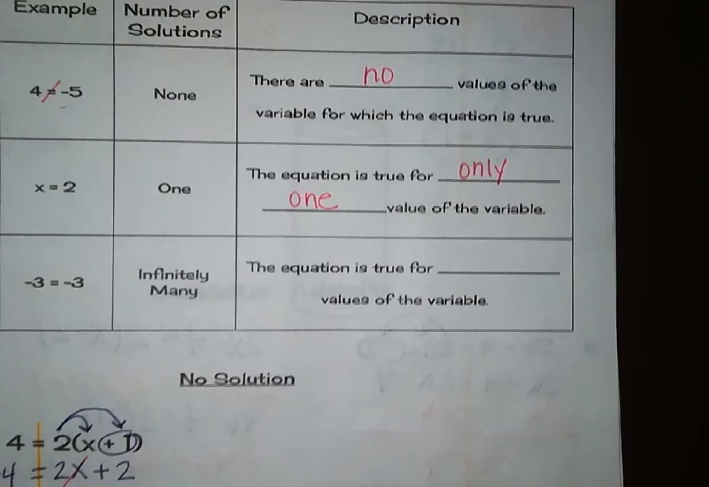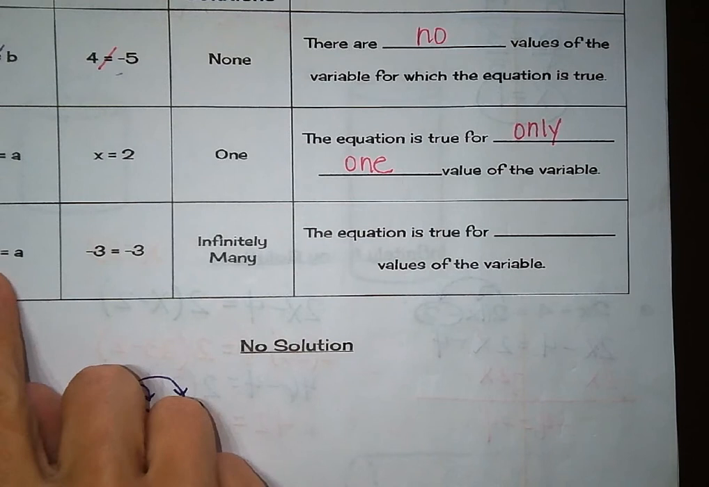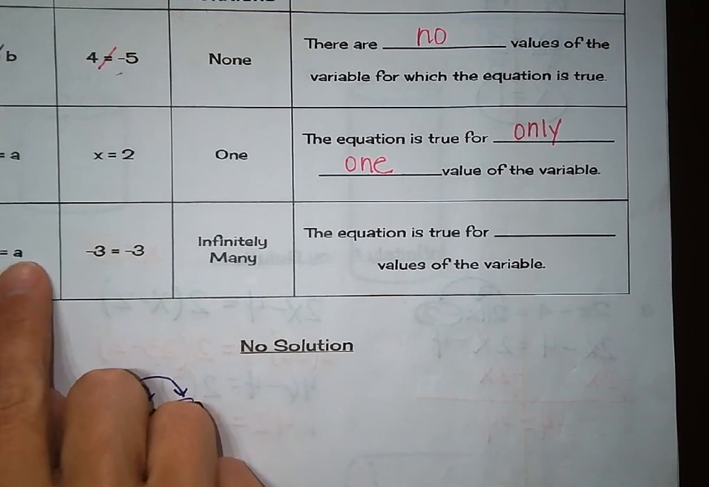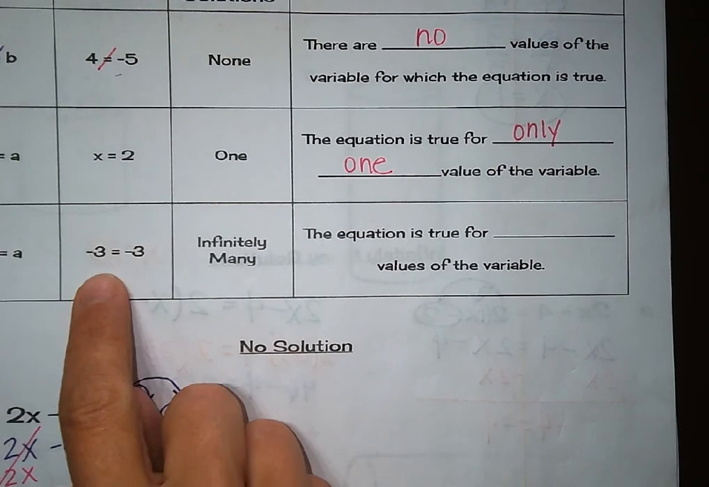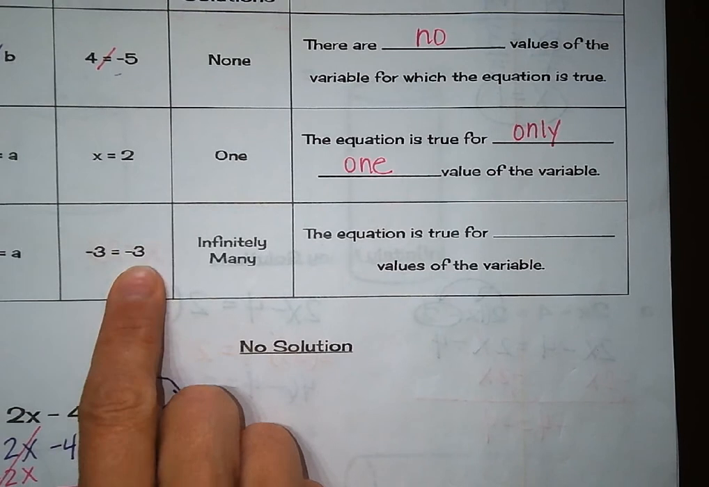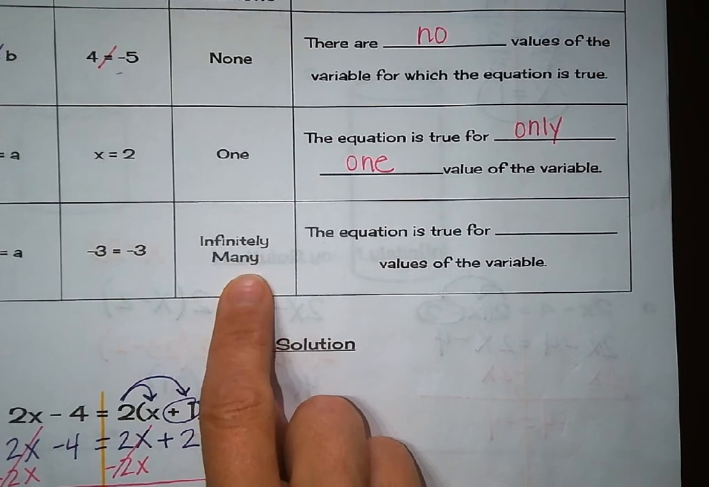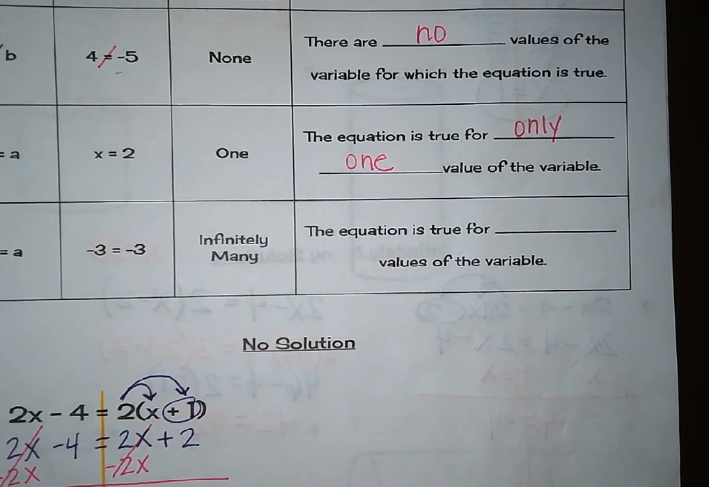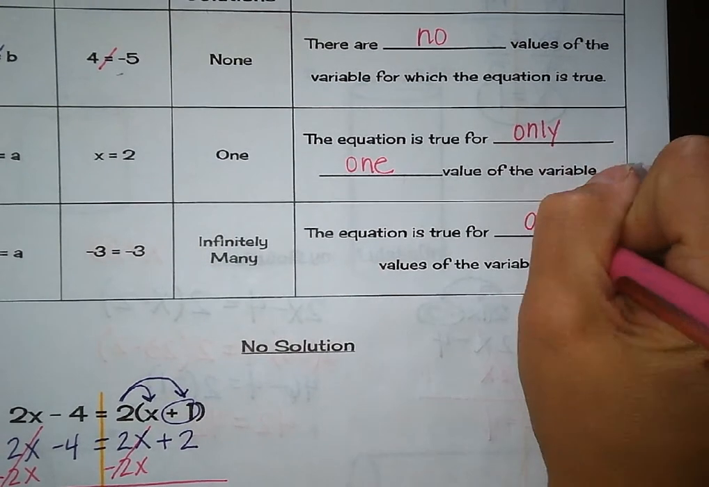And my third definition, as you can see in the algebraic form, it says that A is equal to A, which the example I happened to give you was negative 3 is equal to negative 3. So the type of solution is infinitely many. So what that means is that the equation is true for all values of the variable.